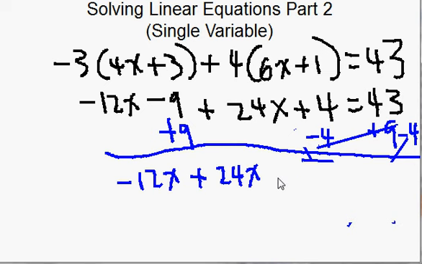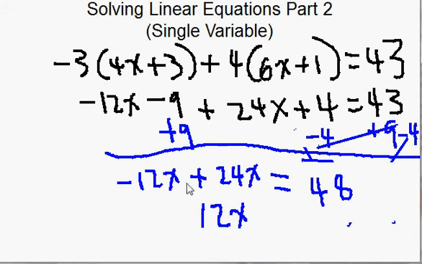Okay, 24x equals 43. Okay, I got a plus 9 and a minus 4. So that's altogether a plus 5, so that's 48. Okay, now, what do I do on the left here, Abigail? Add what? That's right, and what do I get? 12 what? 12x, very good.